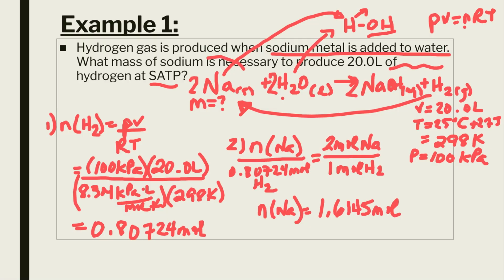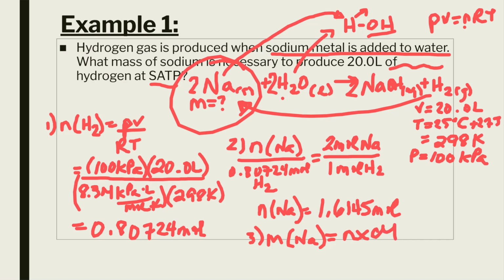And then the last step that we need to do is figure out the mass of sodium. So remember, you know 4 mole formulas, and you have to have them handy and know which one you need to use. So this is the mass that we need to solve for. So we need to apply moles equaling mass over molar mass. So we're going to rearrange and solve for the mass of sodium, and we're going to take moles times its molar mass.